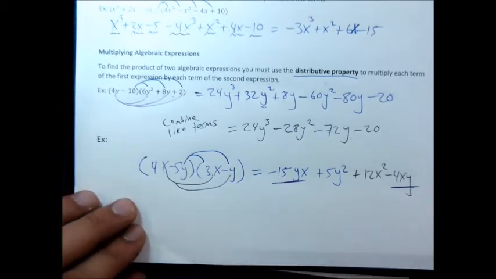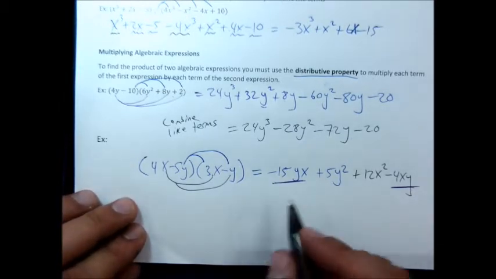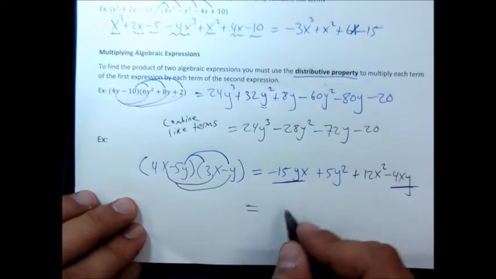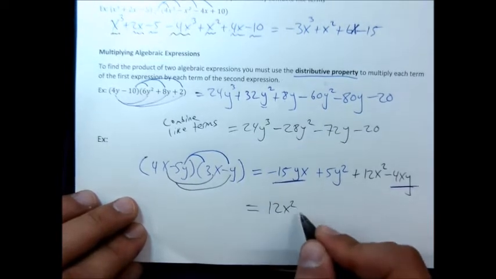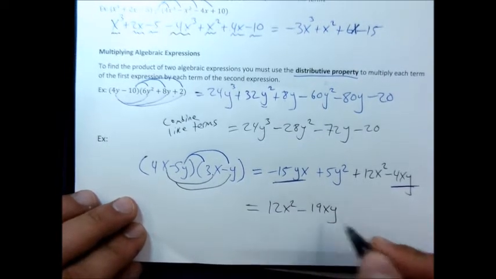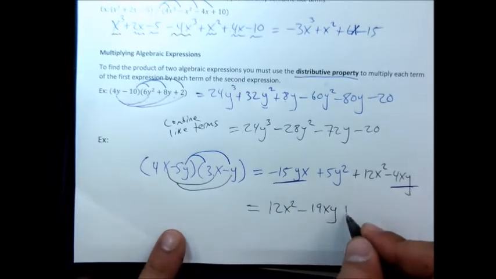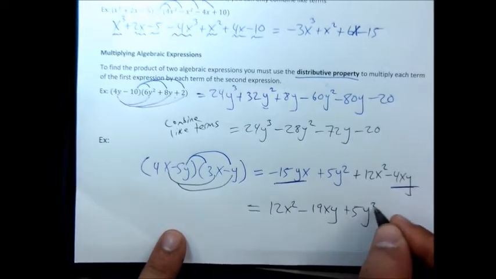And so when we simplify that, then we combine those two and we get 12x squared minus 19xy or yx, either one, plus 5y squared.